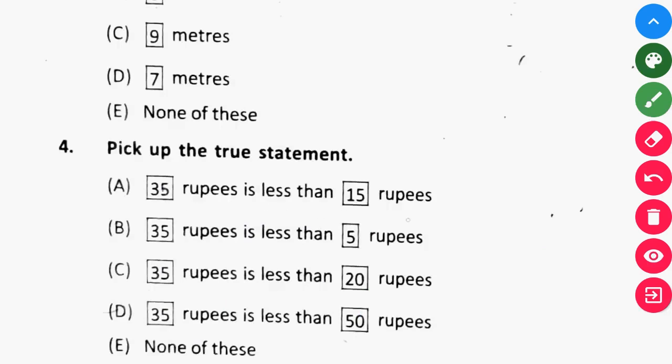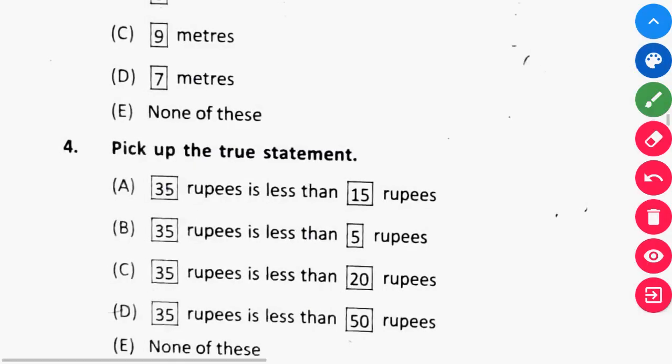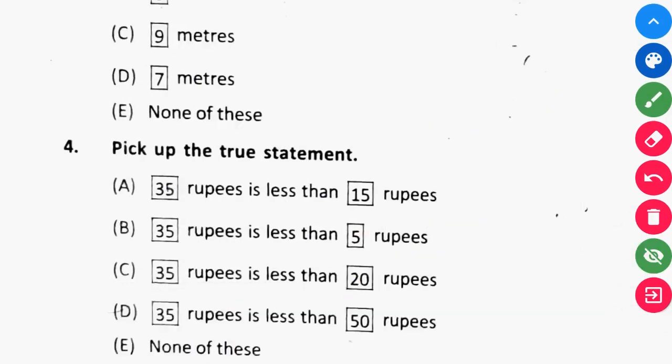Now, pick up the true statement from the following. 35 rupees is less than 15 rupees. Is it so? No, not so, because 35 is a greater number than 15. So 35 rupees is more than 15 rupees, and this is wrong. 35 rupees is less than 5 rupees. This is also wrong, because 5 rupees is small. 35 is great or big or more.